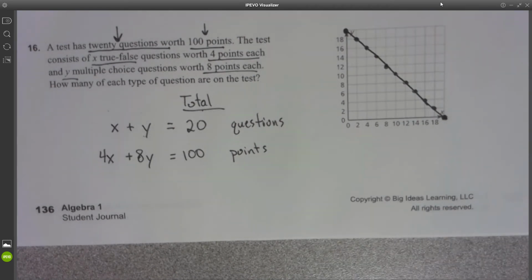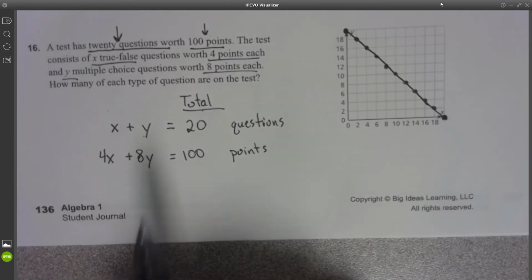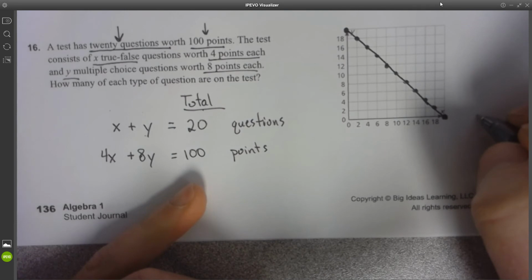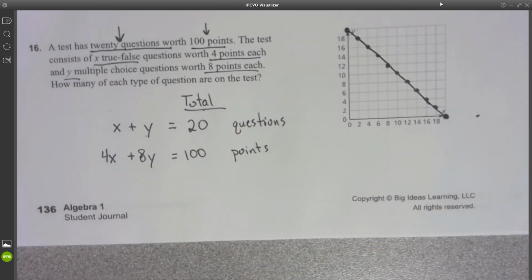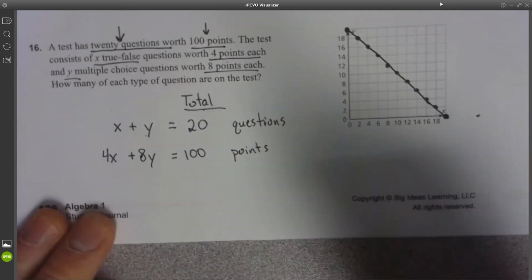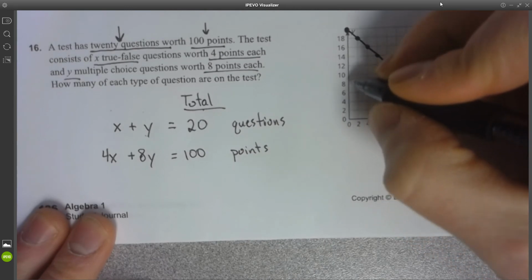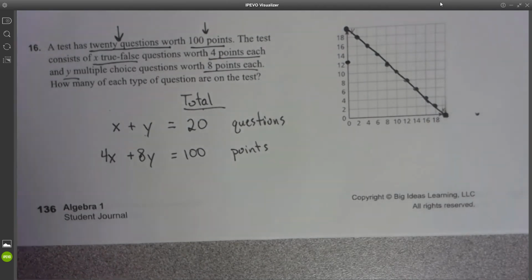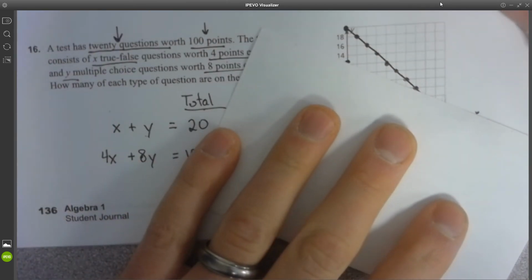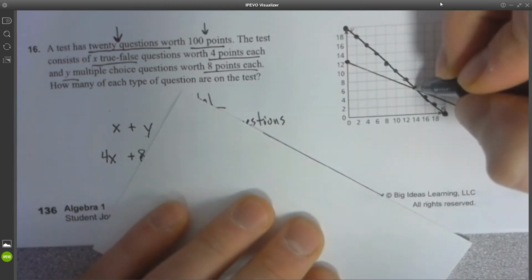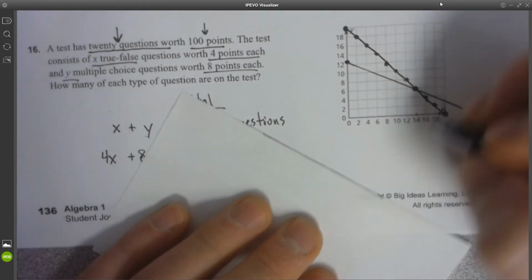So 100 divided by 4, if we say y is 0, that's 25, which would be way over here. About 100 divided by 8. So if x is 0, would be 12.5, which would be right here. So these two lines are going to intersect, looks to me to be right here at 14, 6.